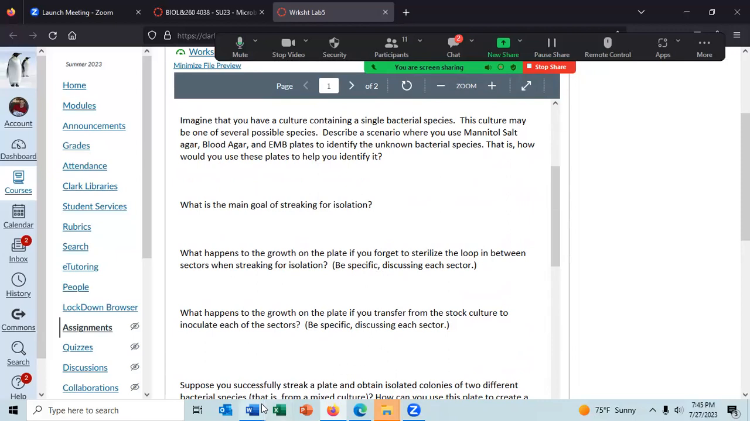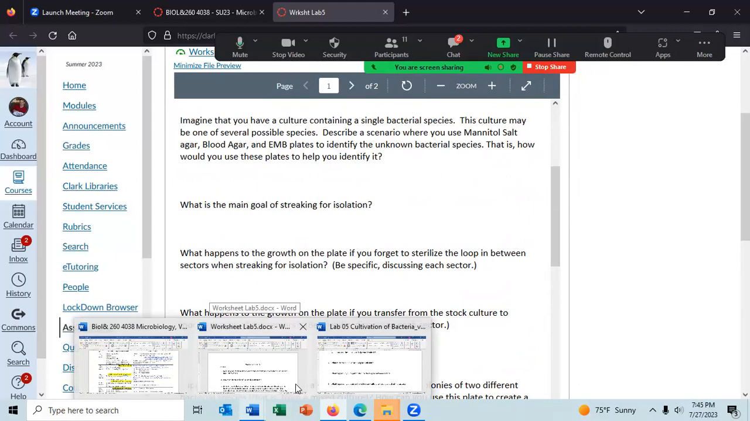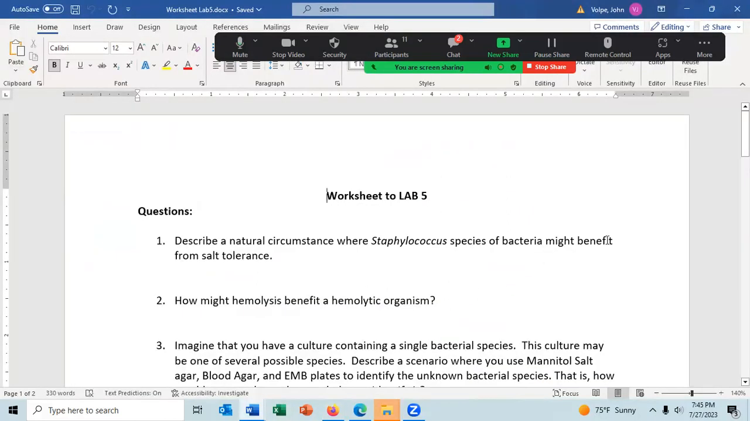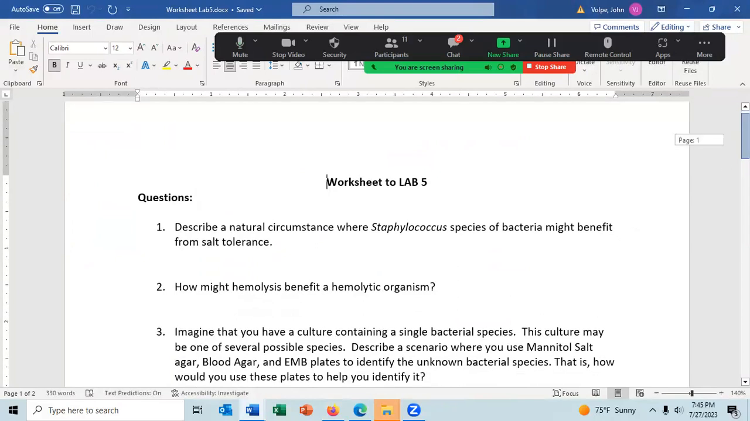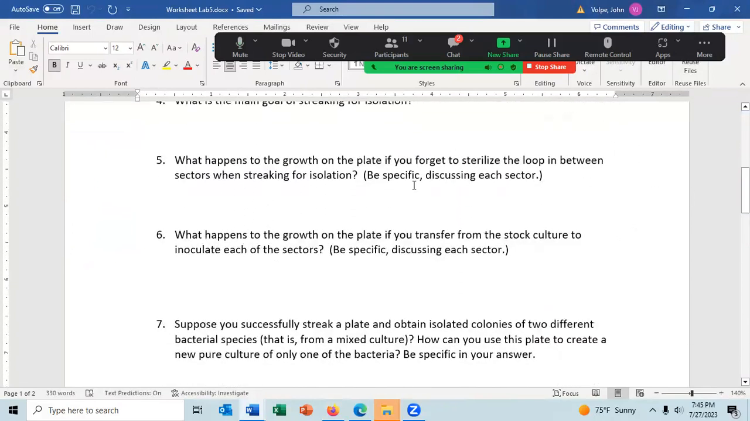And you have it for number 6 too. So I need to change my copy, but oh, I've got it changed here. 6, what happens to the growth on the plate if you transfer from the stock culture to inoculate each of the sectors? Once again, you must be specific and discuss each sector. If you just simply say you won't get any isolated colonies, that's not correct. What does each sector look like on the plate?